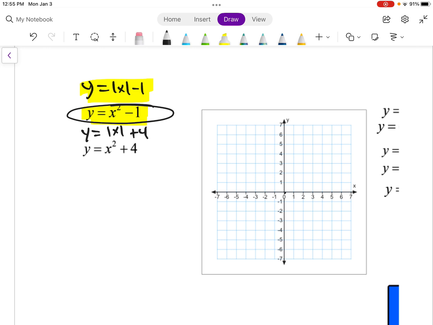I know my vertex is moved down 1 because of the minus 1. And then from there, I just draw the shape I had up above in that parent graph. I go over 1, up 1 on either side. By the way, I think it's helpful if you draw that axis of symmetry. Whoops. Right down the middle there. If I go over 2, 2 squared is 4. So from the vertex, I'm going to go over 2 and up 4, and then over 2 and up 4. So it's got that same shape. It's just moved down 1.